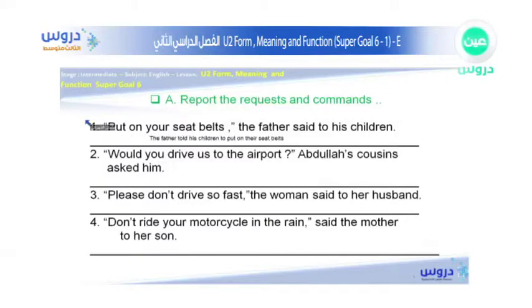Okay, let's fix it. That's it. Can you see it? Very easy. So the father told his children to put on their seat belts. Yes, Abdullah, go ahead. Yes, you can ask your question.